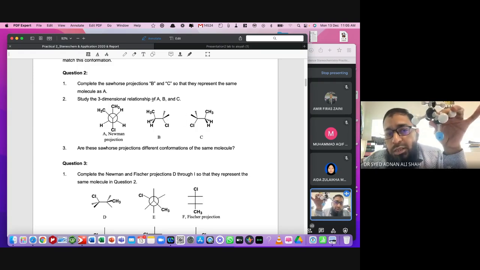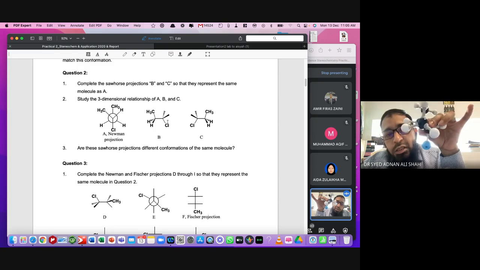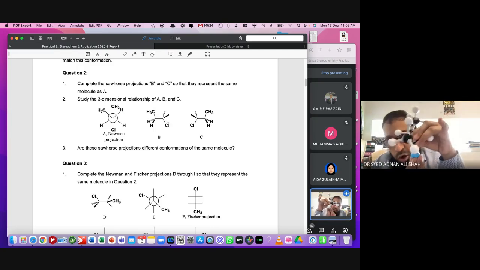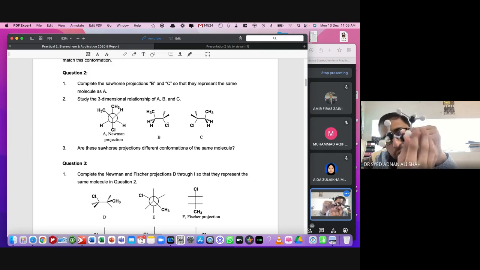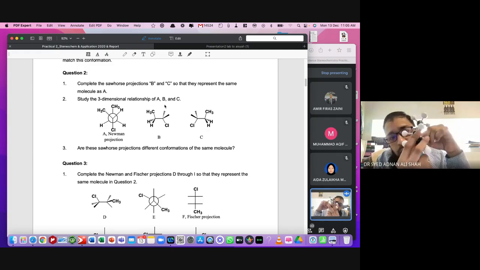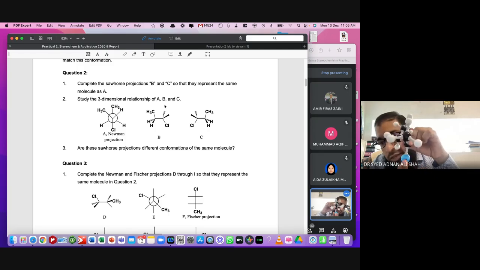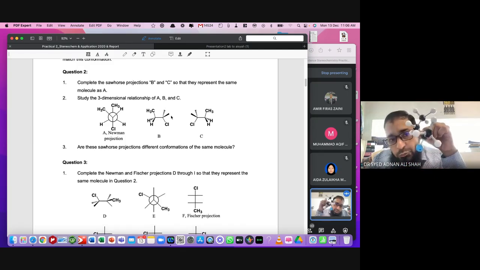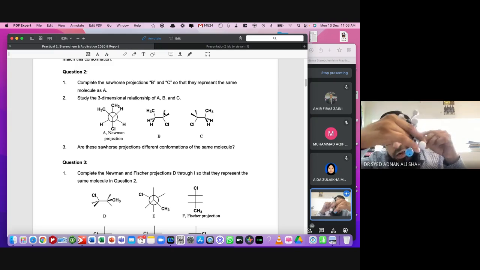So this one is the Sawhorse projection, right? In the Sawhorse projection the chloride is at the bottom, right? And then this one comes at the front like this. So you have one hydrogen and one methyl group. This is the chloride, and this is the methyl group, which is on the wedge, and the hydrogen is at the back.